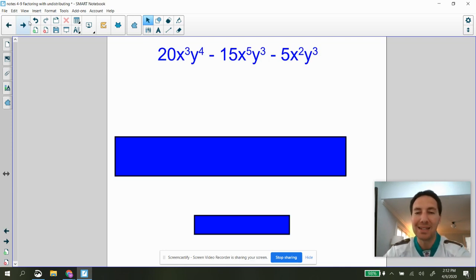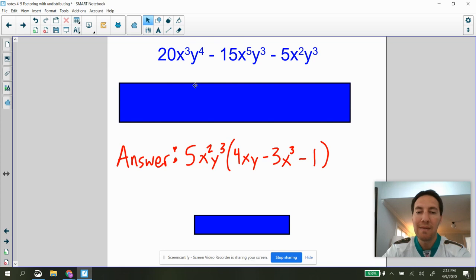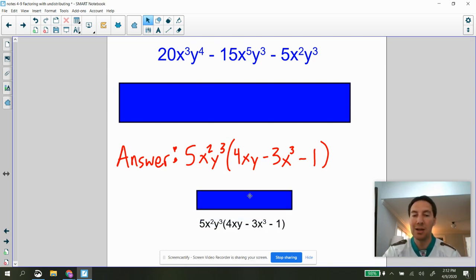How about one like this? Ooh, double answer box, exciting. Why don't you all try this one real quick? Pause the video. And if you're back, did you get 5x squared y cubed times all of that? Let's see if I got the same answer down here. I did, because that was the biggest common factor that I could take out.